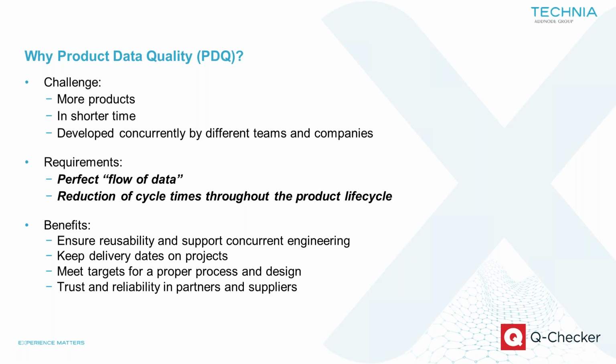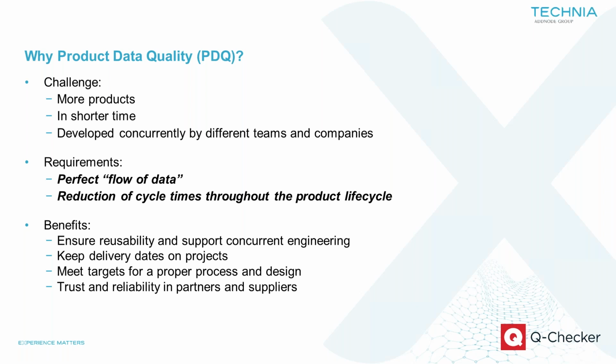Right now, what are the challenges the companies are facing? They have more products to deliver in a shorter time, developed concurrently by different teams and companies. So they have coordination with different departments, and the designers who are developing should be in line with the company standards. Q Checker helps sort out all these problems with the creation of a company standard profile and running the models with those checks.